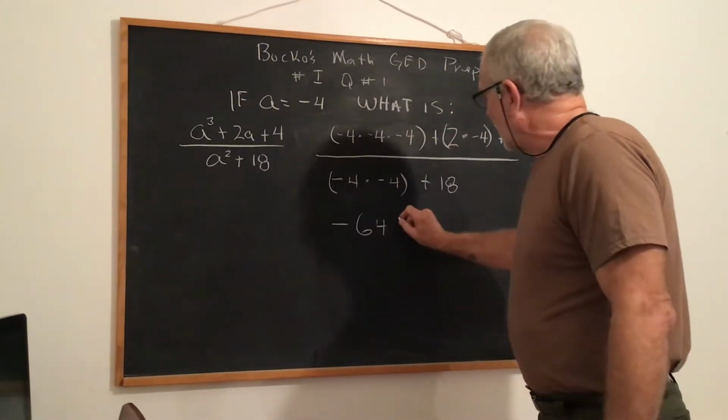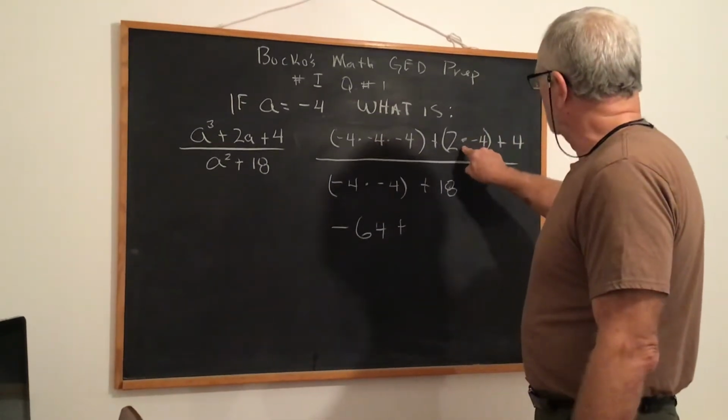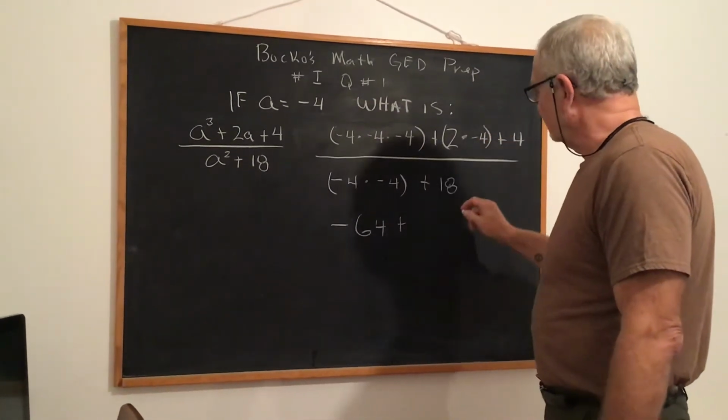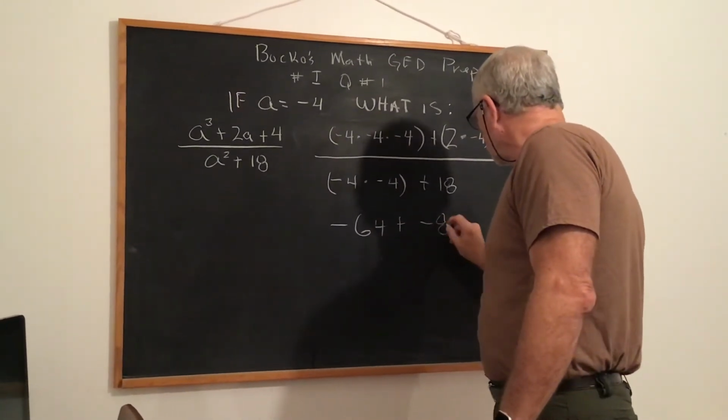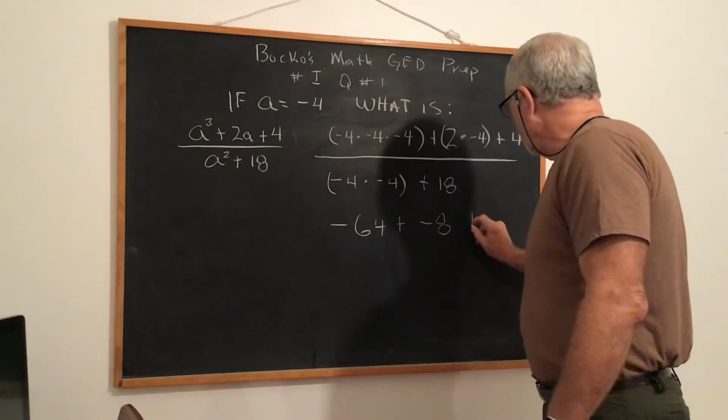And then we're going to add, it's a copy, and we're going to do what's inside the parentheses here. 2 times a -4 is going to be a -8. And then we're going to add 4 at the end.